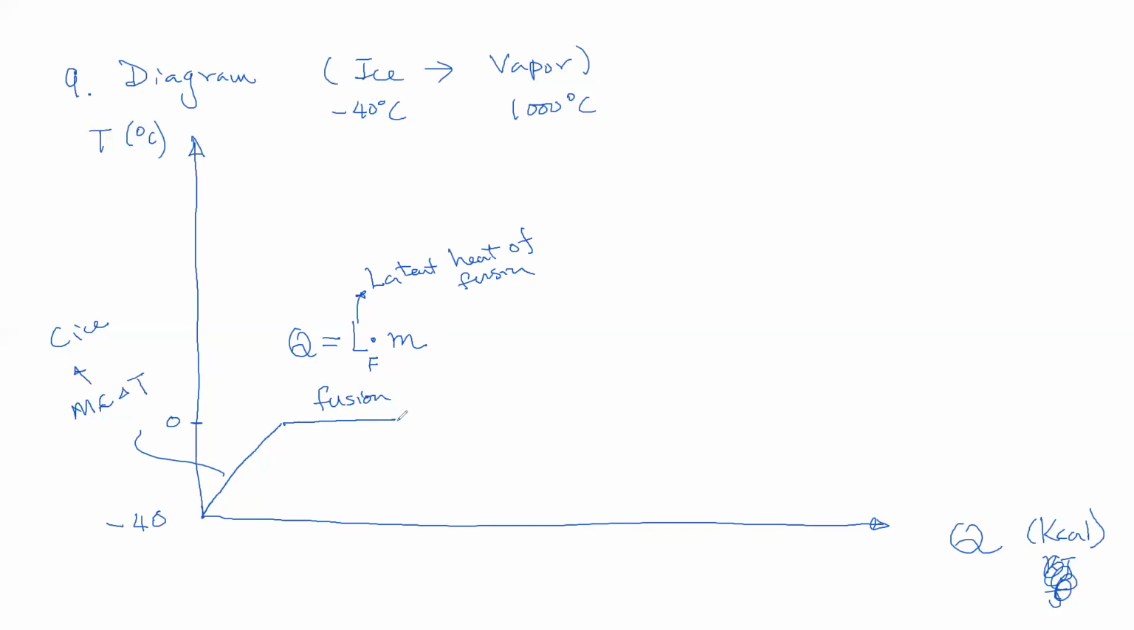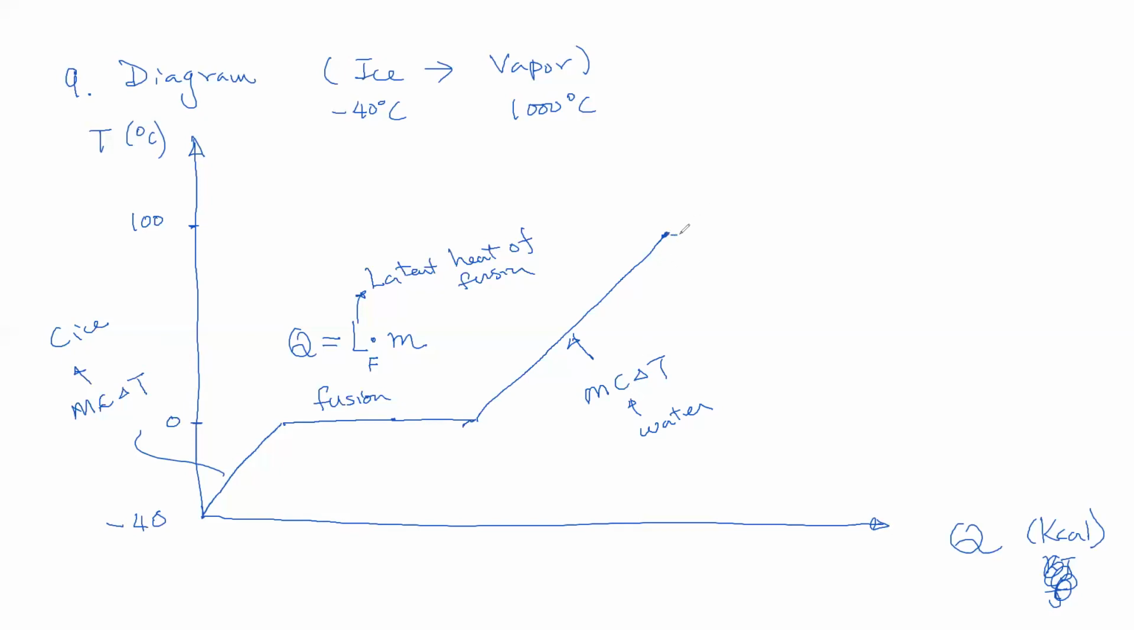Okay. And now this is going to continue, and then let's say it's going to go from 0 degrees C and then increase temperature to say 100 degrees C here. So that will be 100 degrees C, and now it's ready to boil. So this is using, again, mc delta T. But this C here is using water specific heat, and that's not the specific heat for ice, right?